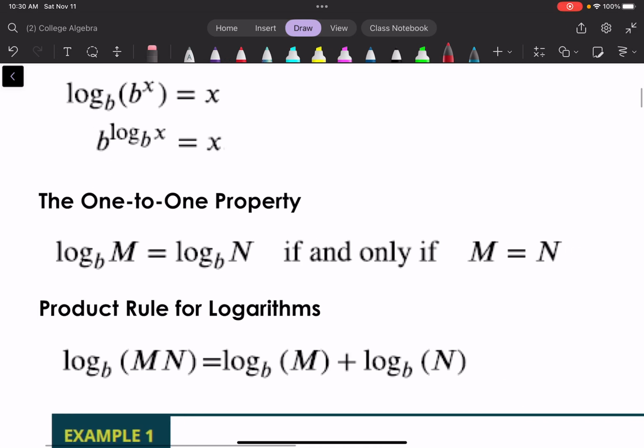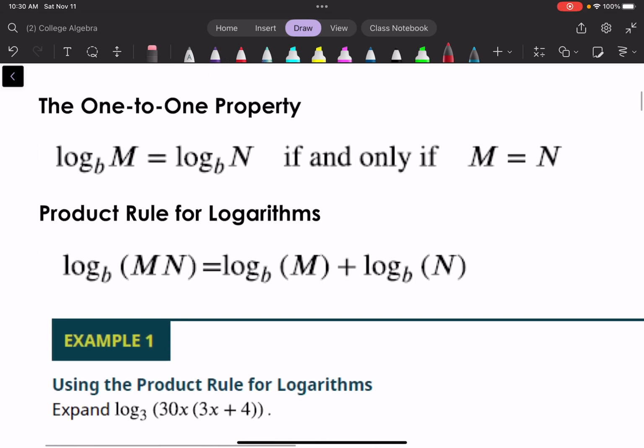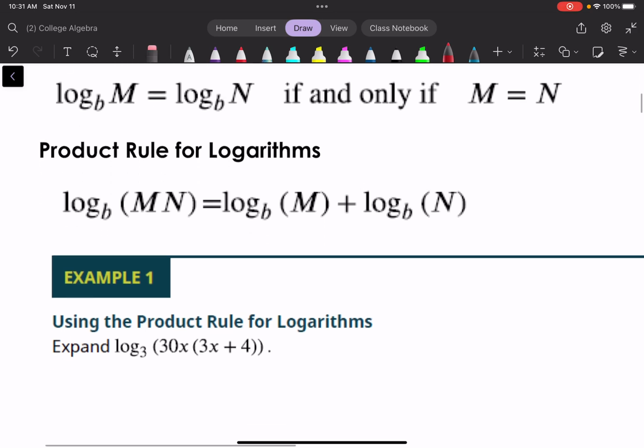The one-to-one property, we're not going to use this one much today, but it will be important for the stuff in the next section. The log base b of m is equal to log base b of n if m equals n. And we'll use that when solving equations next. So we'll come back to that one.